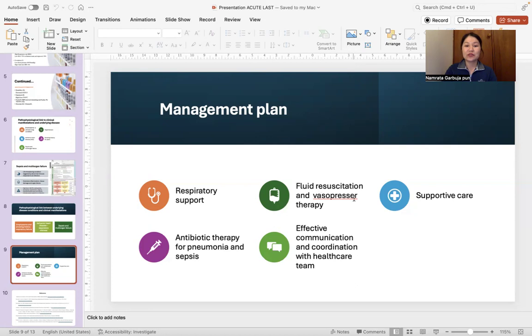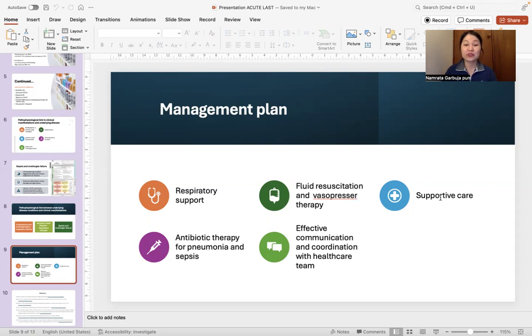The second one is fluid resuscitation and vasopressor therapy. This is one of the most important management plans because she is hypotensive. So it is important to administer IV fluid immediately to improve her blood pressure. If hypotension remains the same after administering IV fluids, administer a vasopressor to increase her blood pressure. It is important to monitor her blood pressure and heart rate regularly, and also monitor her urine output to look for any signs and symptoms of fluid overload.